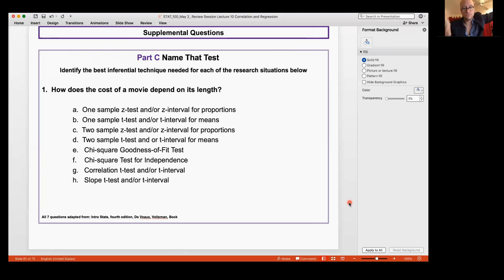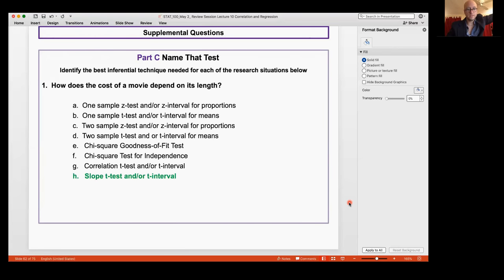For the first question, let's say we ask, how does the cost of a movie depend on its length? We have cost and we have length. I give you a bunch of examples: the one sample Z test or Z interval for proportions, one sample T test for means, a two sample test for proportions, two sample T test or T interval for means, chi-square goodness of fit test, chi-square test of independence, the correlation T test and T interval, and the slope T test or T interval for regression lines. Which one are we going to do?